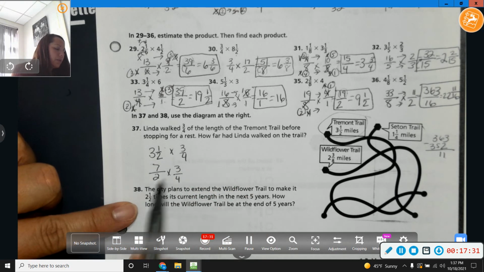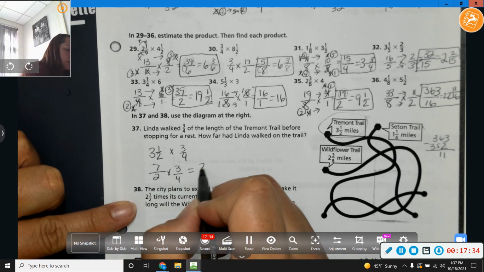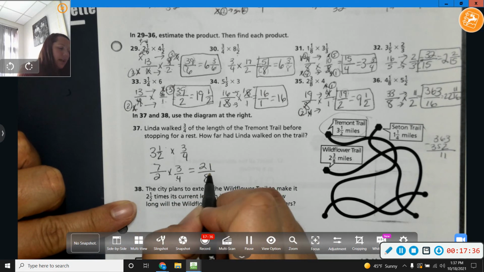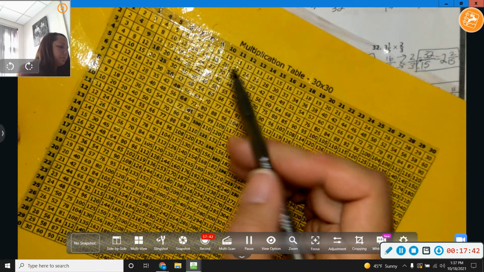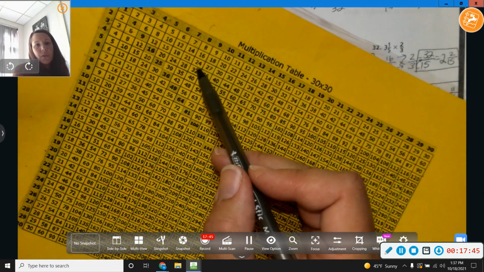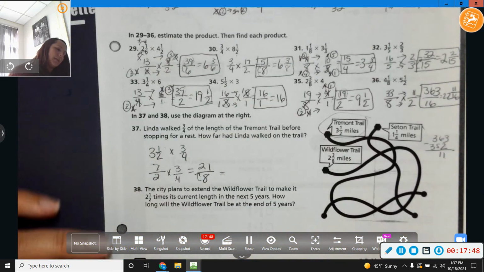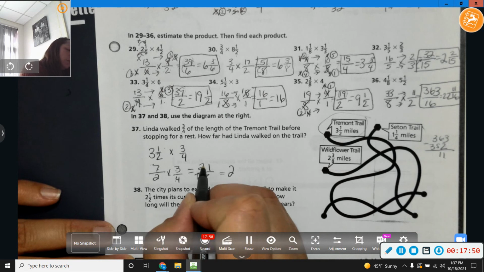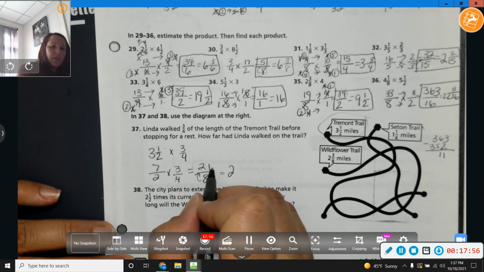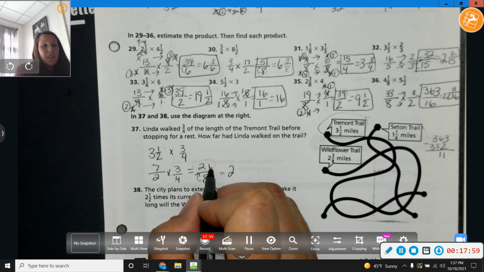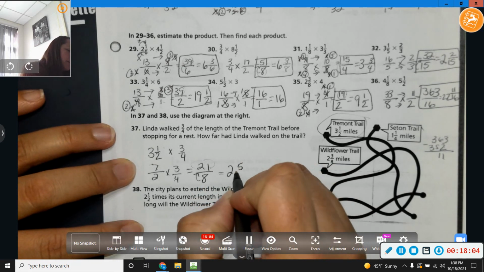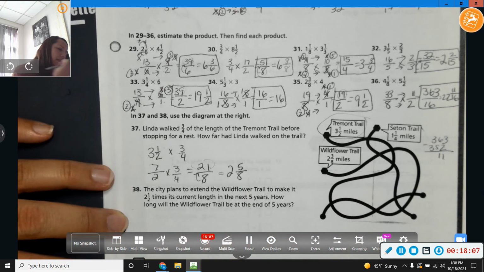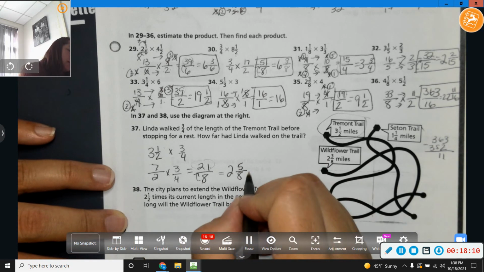I cannot reduce either way. So 7 times 3 is 21. 2 times 4 is 8. Now I have to see how many times 8 goes into 21. 24 is too much, so 16. So twice. 8 goes into 21 2 times. 2 times 8 is 16. So now I have to figure out how much is left if I've used up 16 of these. So I'm going to count up. 17, 18, 19, 20, 21. So I have 5 left, and my denominator is 8. Okay? So 2 5/8 miles.